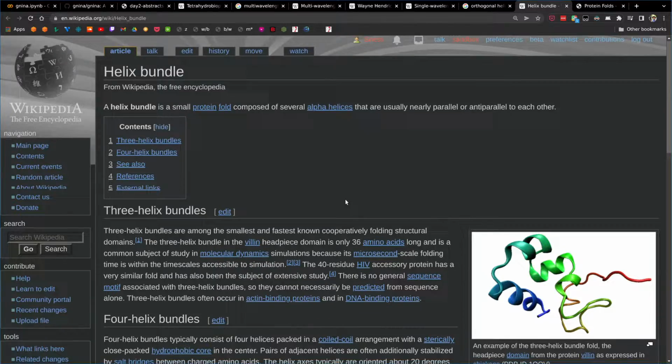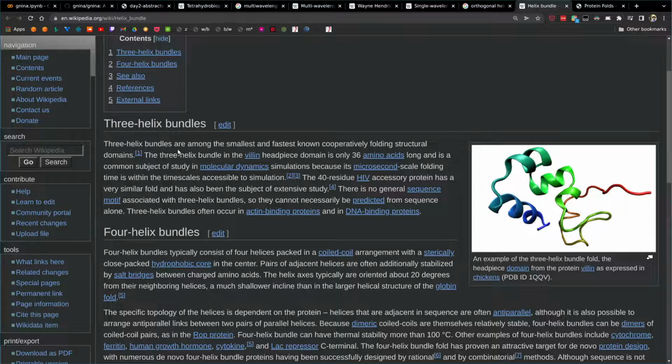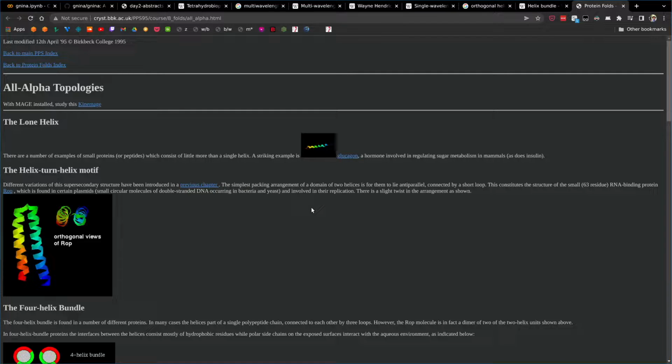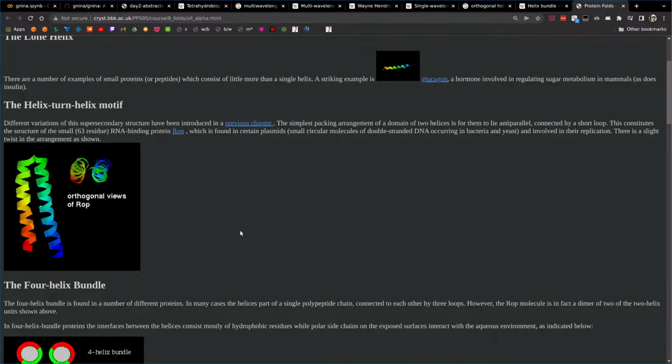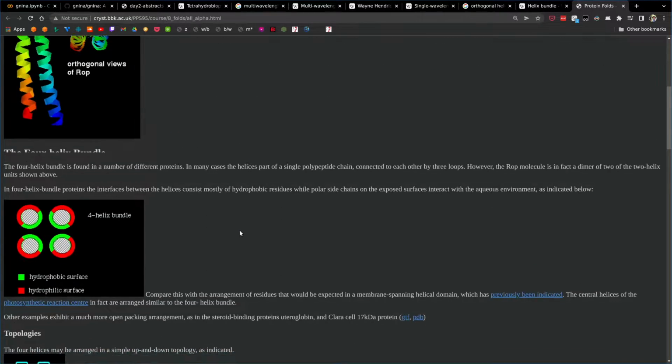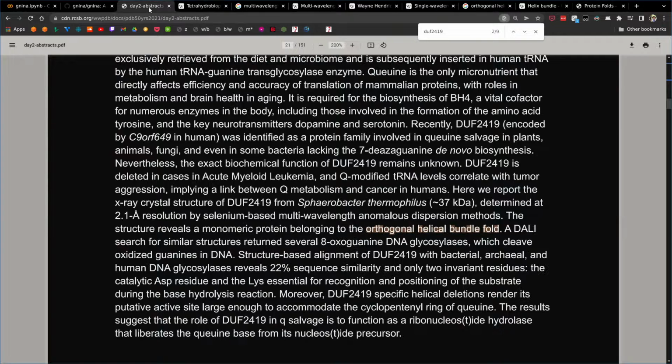Three helix bundles are among the smallest and fastest known cooperative folding structural domains. The three helix bundle in the villin headpiece domain is only 36 amino acids long and is a common subject of study in molecular dynamics, because its microsecond scale folding time is within the time scales accessible to simulation. Fascinating. Cool. There's all about that. Okay, getting too deep again.